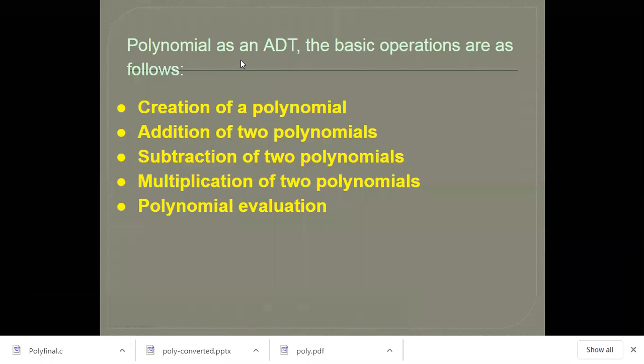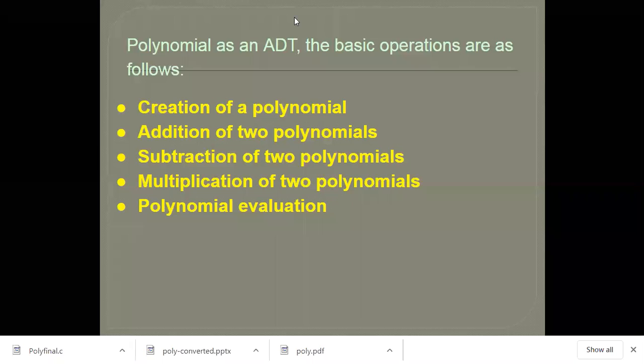The polynomial as an ADT. The basic operations are the following, that is creation of a polynomial. How are we going to create the polynomial? This is the basic abstract data type of polynomial, meaning the operations we can perform: addition of two polynomials, subtraction of two polynomials, multiplication of two polynomials, and polynomial evaluation.